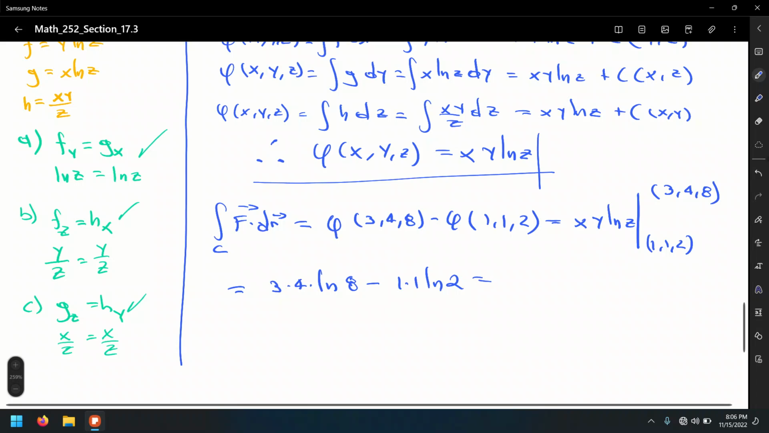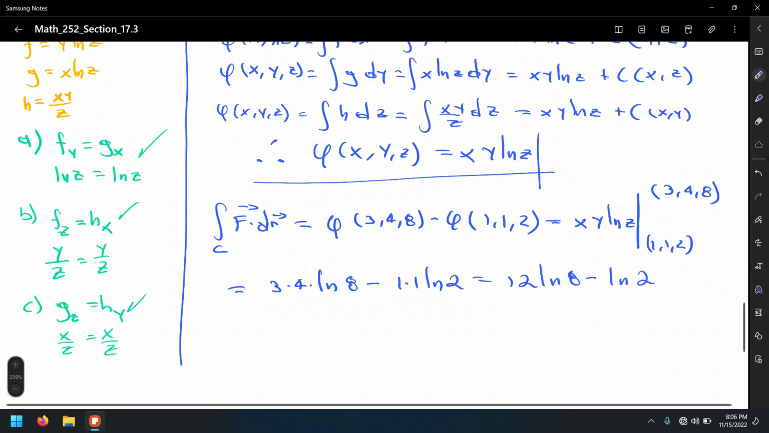And in this case, 3 times 4 is 12. So 12 ln of 8 minus, what's this? Minus just ln of 2. And if you got something like this on the exam, this is fine.